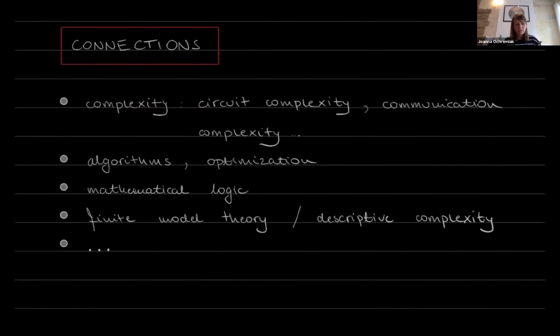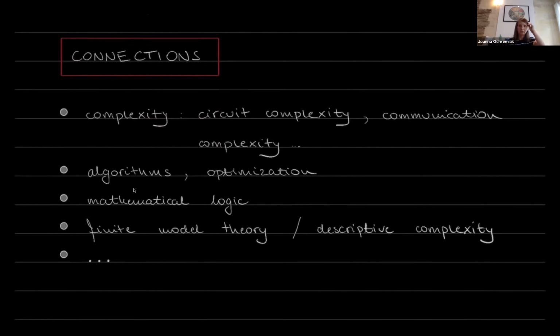So let me conclude by just telling you a little bit about connections. As I said, I think that what is very nice in proof complexity is that it has strong connections both to this more track A stuff like algorithms and complexity, and on the other hand, clearly to logic. So track B things. There are interesting connections between proof complexity and circuit complexity.